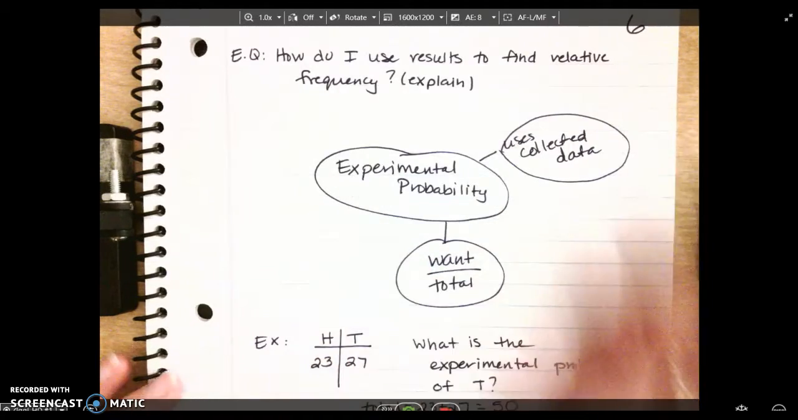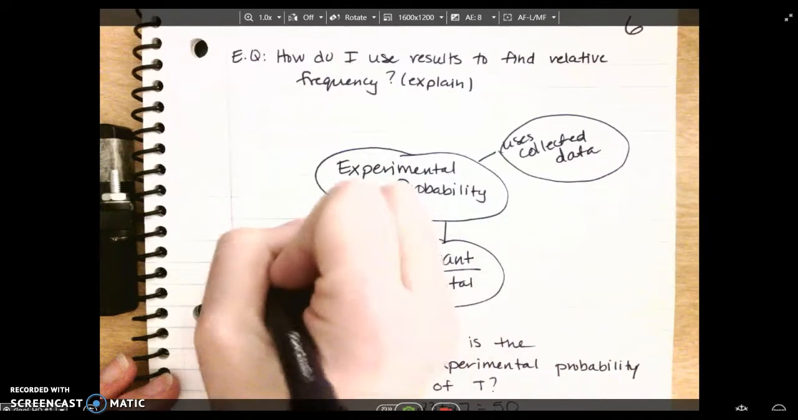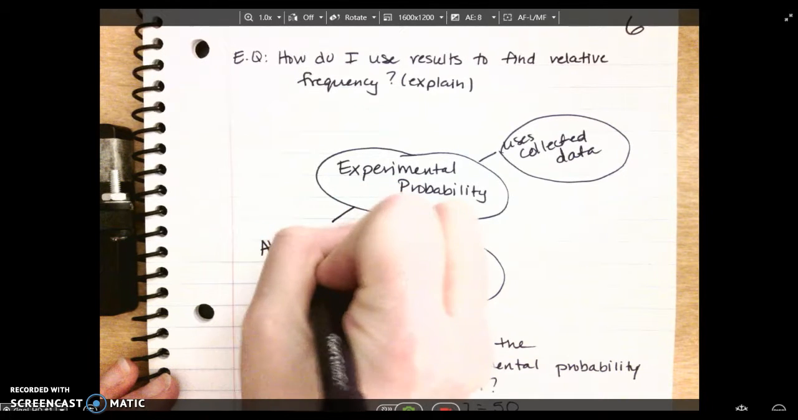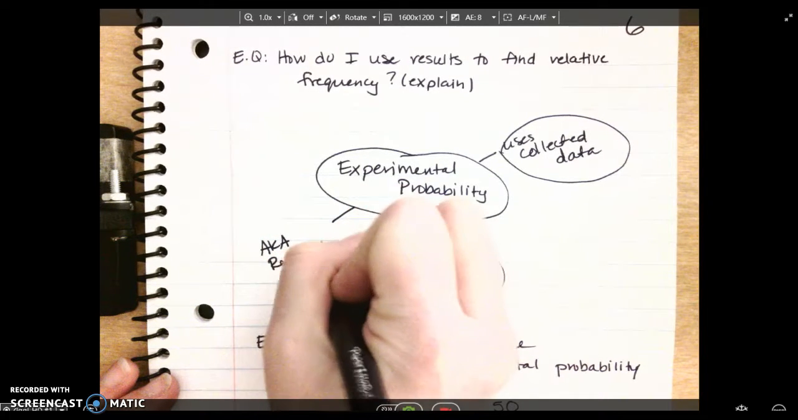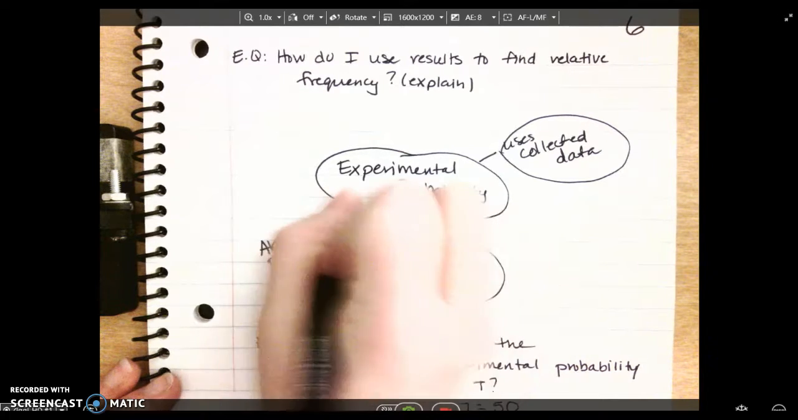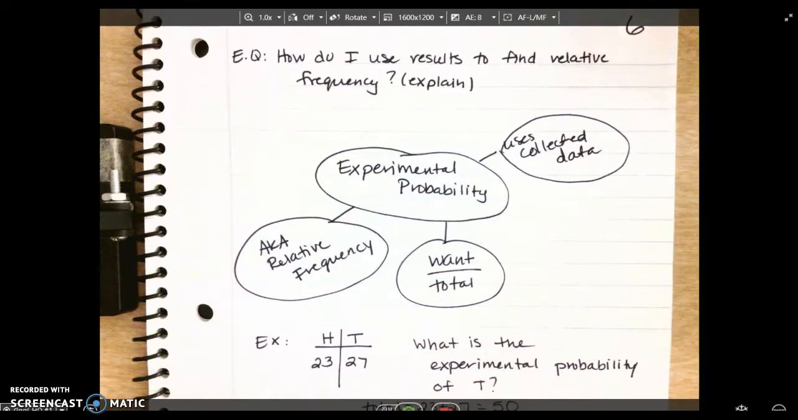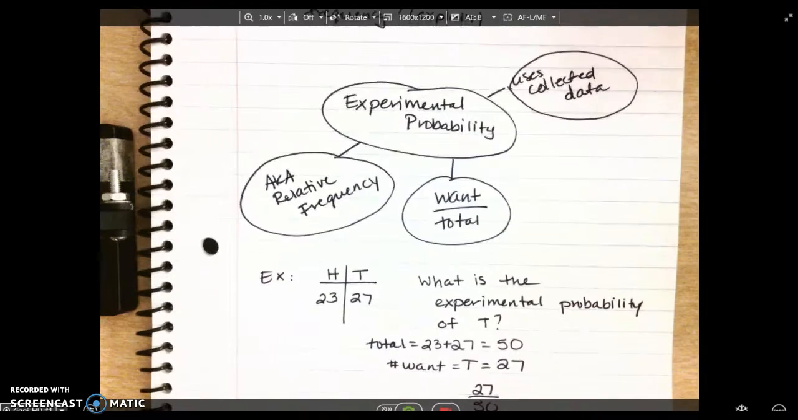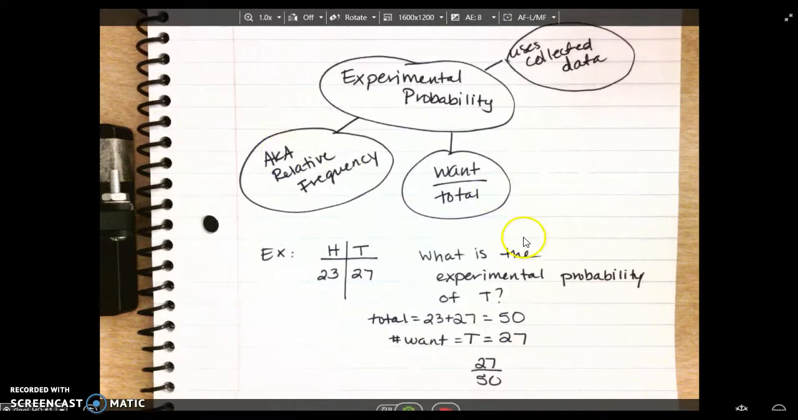Now, sometimes, and you notice here in the EQ, it says relative frequency. So in other words, it's the same thing as experimental probability. We use collected data to find it. And so there are going to be cases where it's going to use the relative frequency and then use the experimental probability. They mean the exact same thing. And there you go. That is how you find relative frequency.